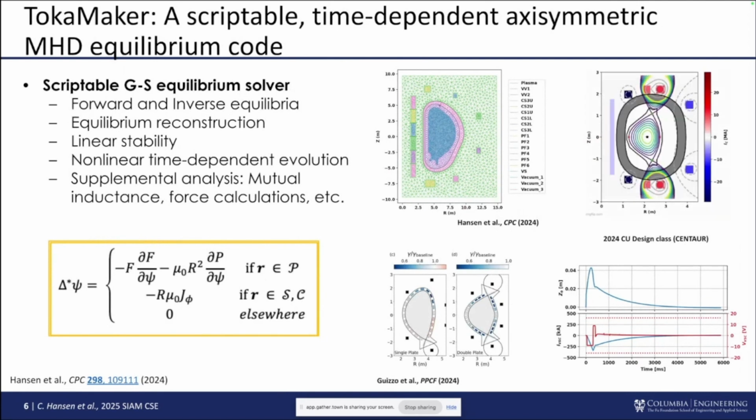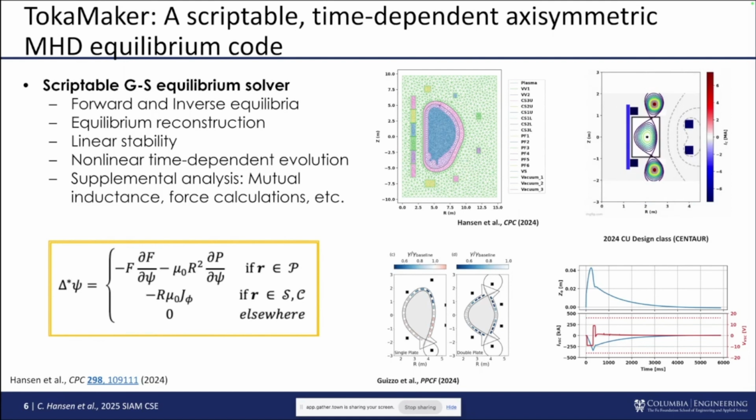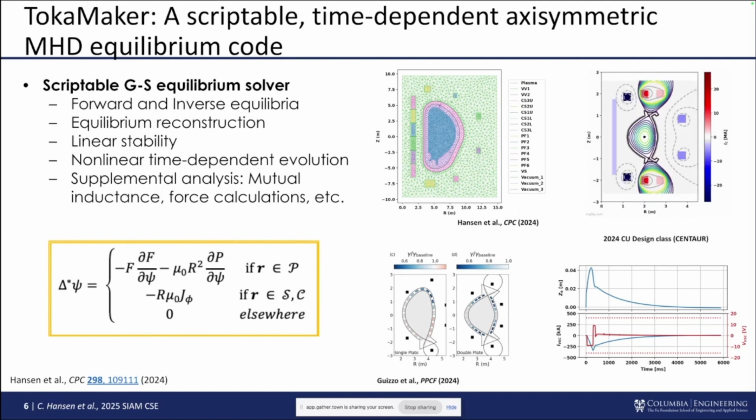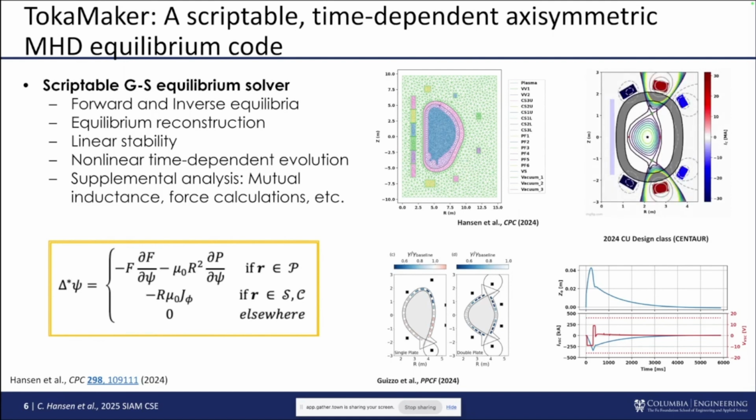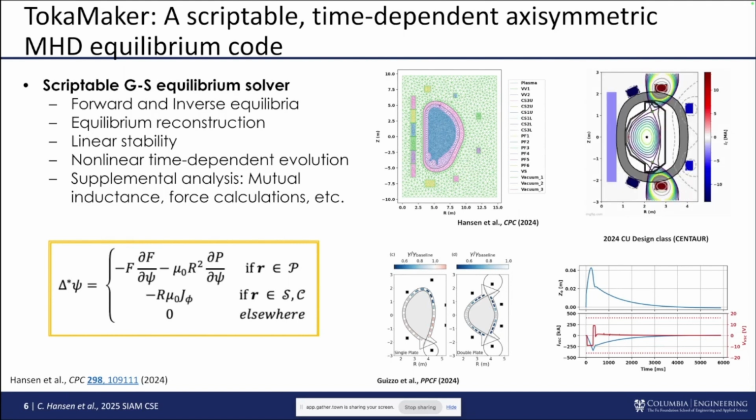Okay, so I'll go through some of the physics modules pretty quick here. So we have sort of four of them at the moment. The first one is TokaMaker. This is a scriptable, time-dependent, axisymmetric MHD equilibrium code. So it's called TokaMaker, but it works for any axisymmetric magnetic configuration. It doesn't just have to be tokamaks. That was just a nice name that we came up with.